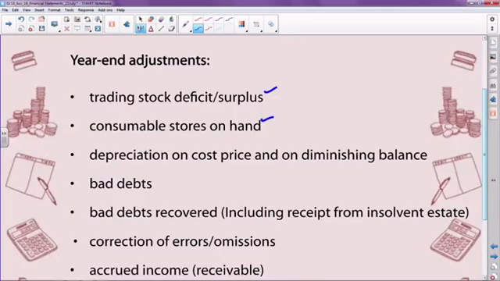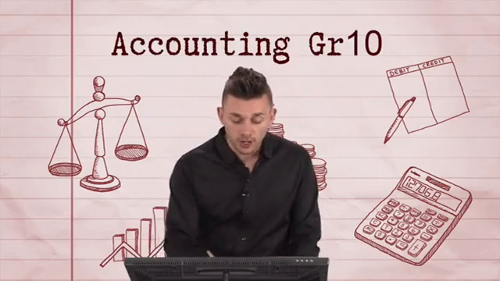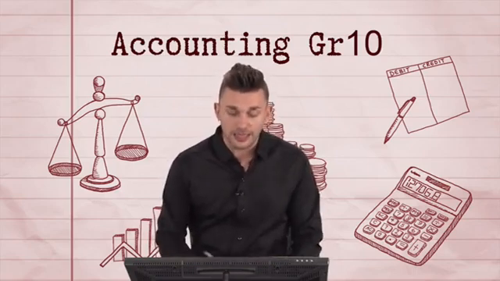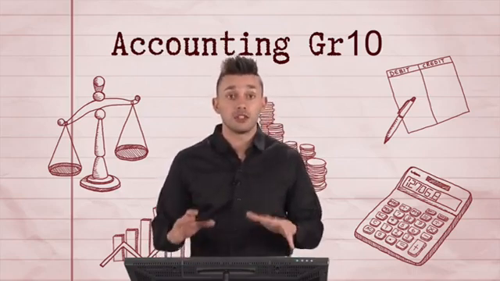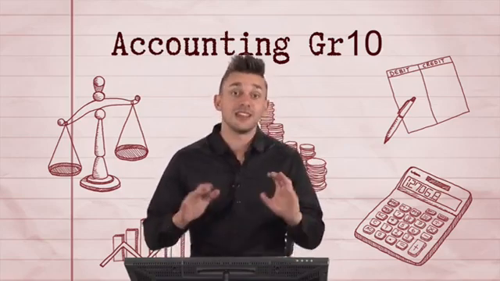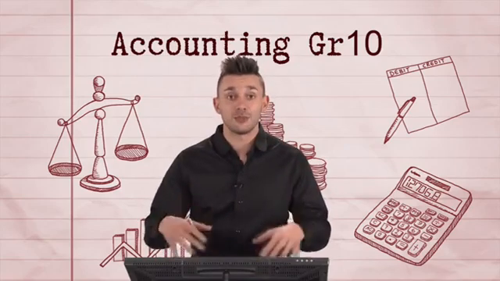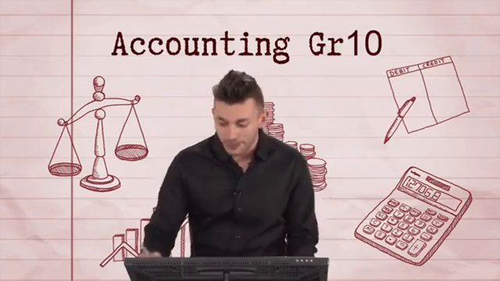Another one, the one you love, depreciation. Now remember, depreciation, the value that I lose on all vehicles and equipment. And there's two methods, the cost price method and the diminishing balance method. Know it. The better you know both methods, the easier to distinguish between them. Know there's a few names for each one.